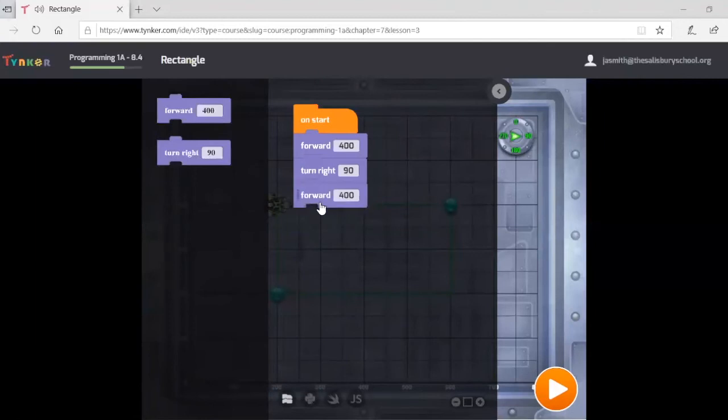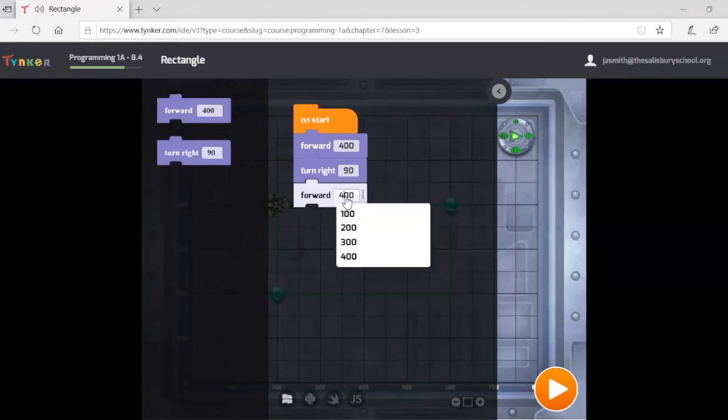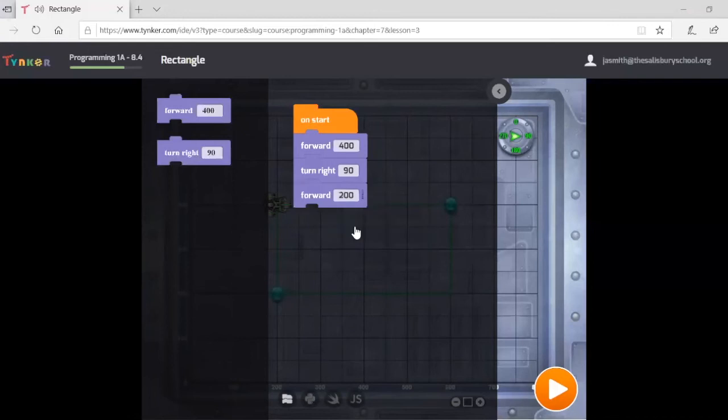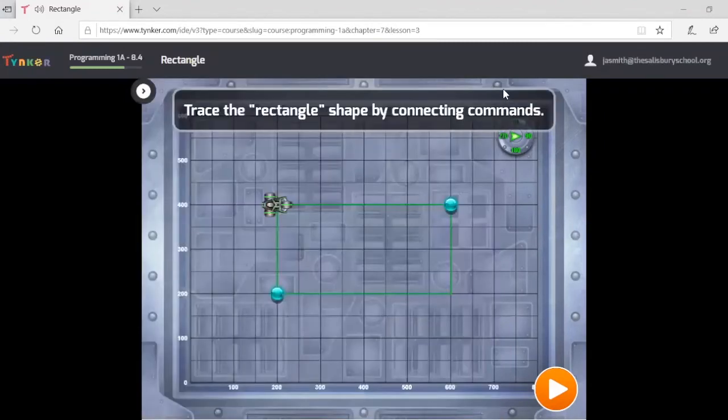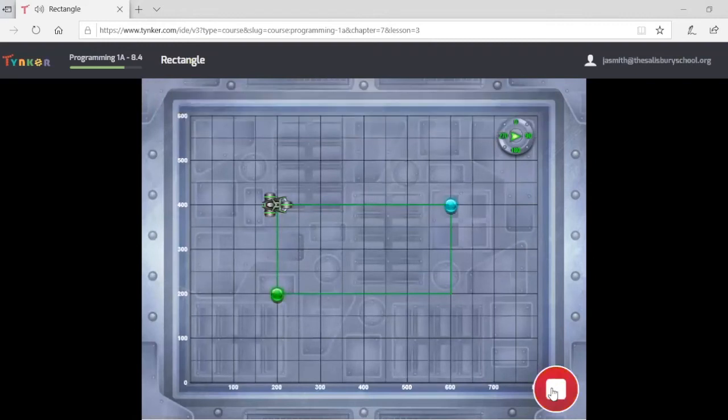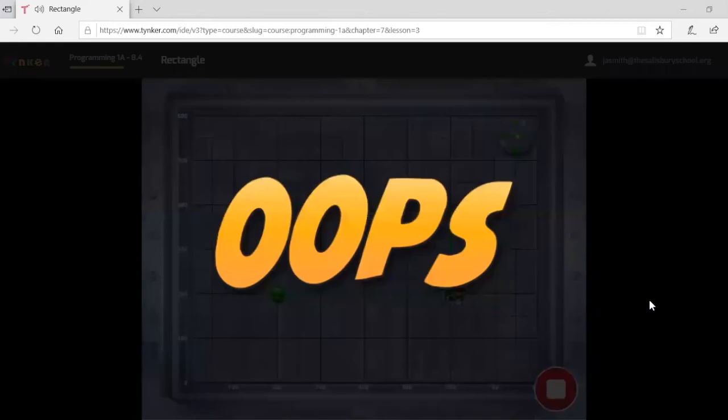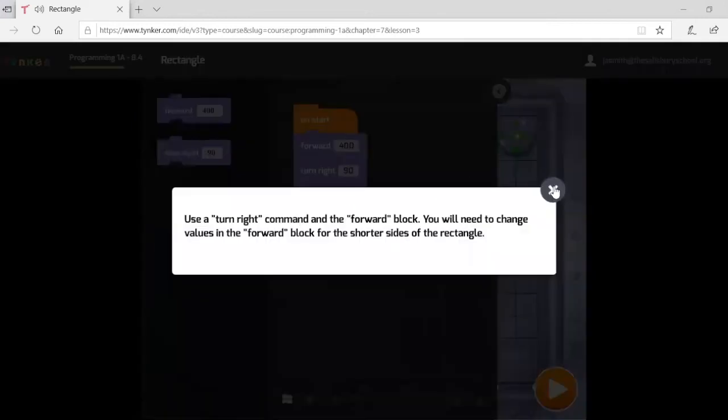So as you all know from other Tynker lessons, if you click on the number, it will give us other options. We counted 200 for the vertical lines, so we're going to make that 200. Now we've got to turn right again. So let's see where that takes us so far. So we go ahead 400, then we turn, we go 200. So we're on the right track. We just got to get the rest of the way around.